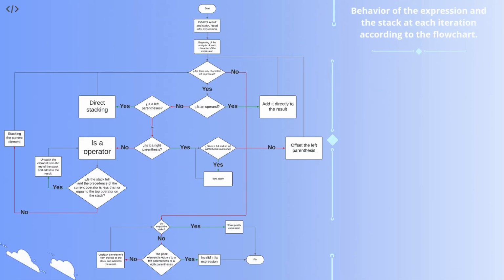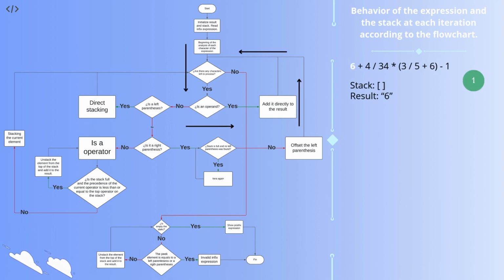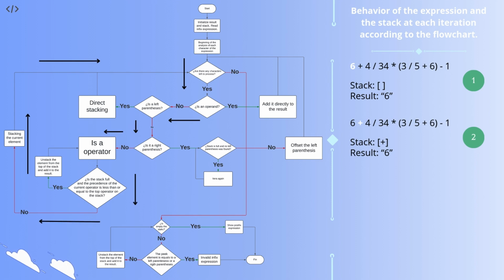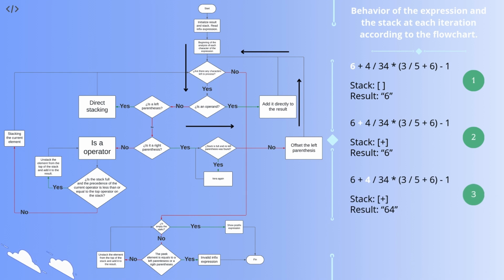Taking into account the above mentioned, we start the process, through which we are going to flow with the help of the diagram that we can observe. First character. The operand 6 is added to the result because the operands go directly to the output. Nothing is added to the stack yet. Second character. The plus is stacked because it's an operator. Note the stack has one element. Third character. As we saw earlier, the operands are added directly to the result, so the 4 will be added to the result and in the stack the plus remains.